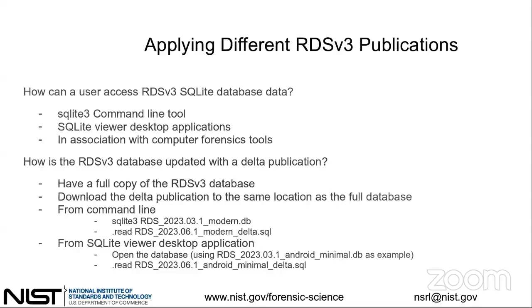Just another quick review. How do you apply different RDS-v3 publications? There are SQLite 3 command line tools. There are SQLite viewer desktop applications, or you can work in association with your computer forensics tools. And if there are tools that you're finding don't support RDS3, please drop us a line. Let us know. Our project email is nsrl@nist.gov. Let us know, and we're happy to work with vendors to try and get that metadata into the tools as easily and as comprehensively as possible.